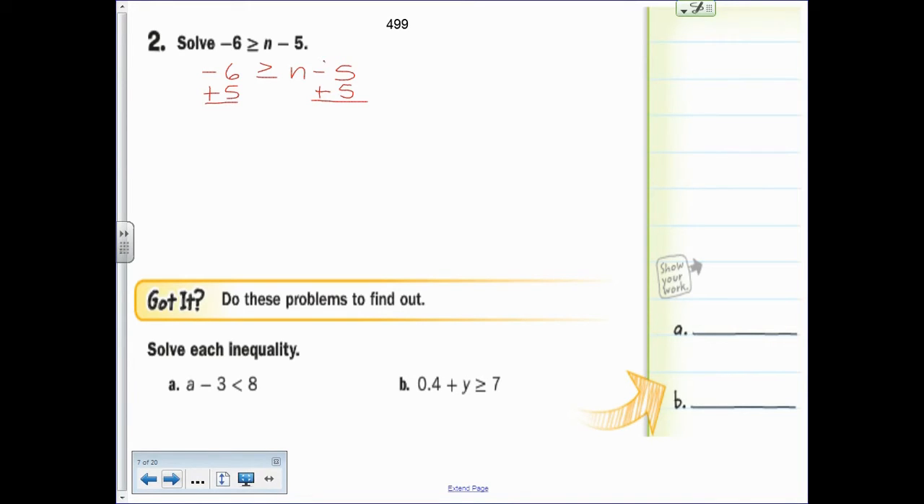-5 and +5 are opposites and cross off. -6 and +5 have different signs, so we know we need to subtract. And we will get 1, and we take the sign of the bigger looking -6. So we get -1. We bring down our n and our sign. So -1 is greater than or equal to n.